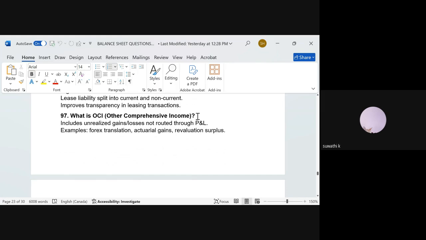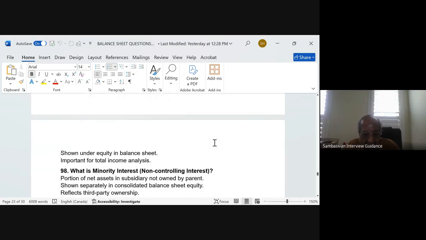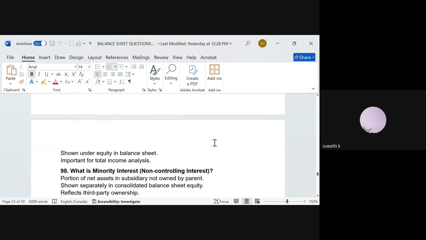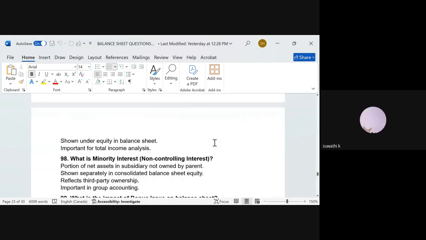Includes unrealized gains or losses not routed through profit and loss. Examples: forex translation, actuarial gains, revaluation surplus. Shown under equity in balance sheet, important for total income analysis.